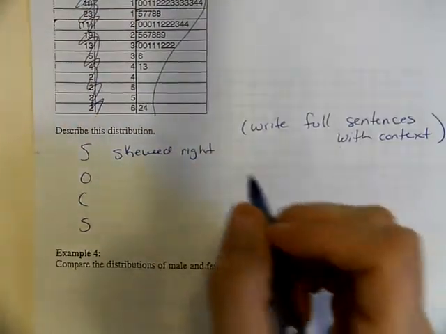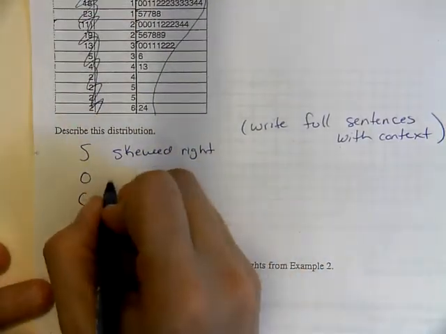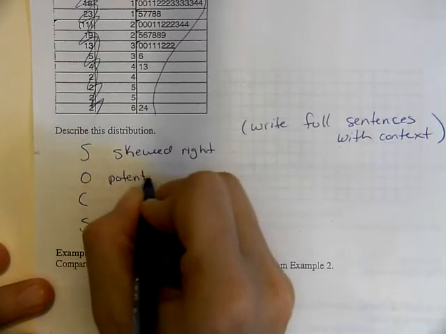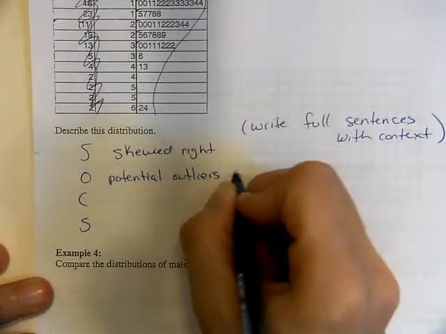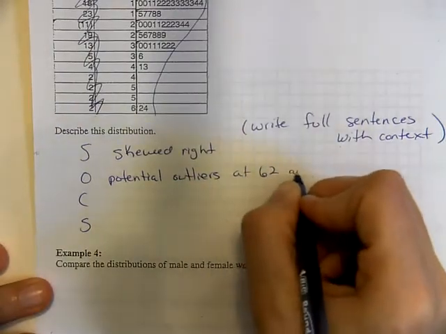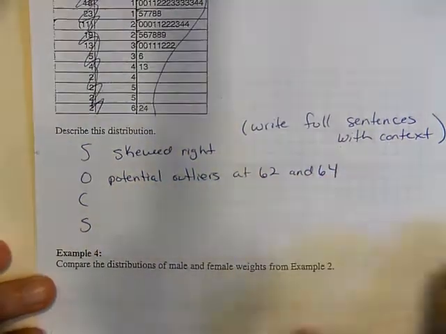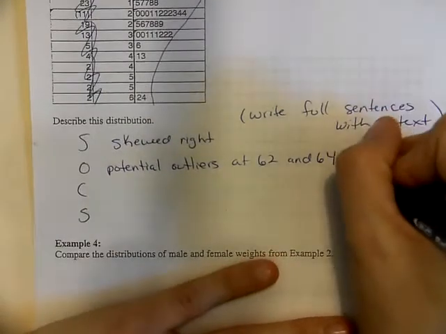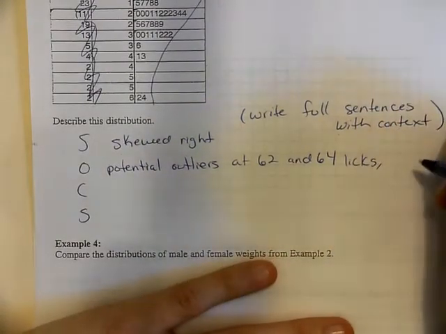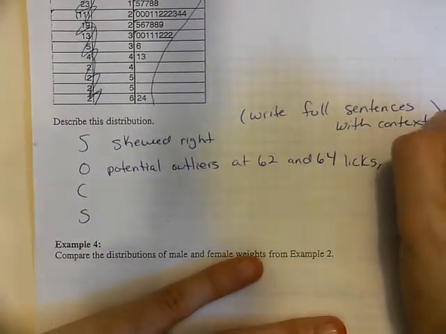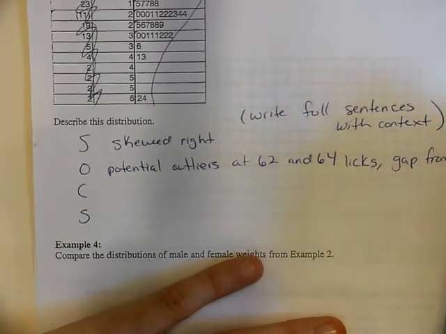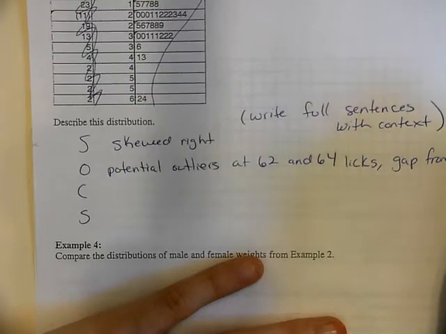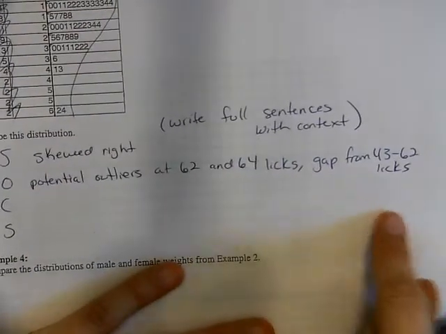Are there any outliers? For now, you would just say potential outliers at 62 and 64 licks. There's no cluster, but we could say there's a gap from 43 to 62 licks. Again, notice I'm always adding context here.